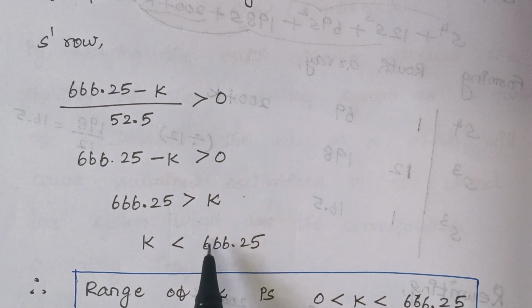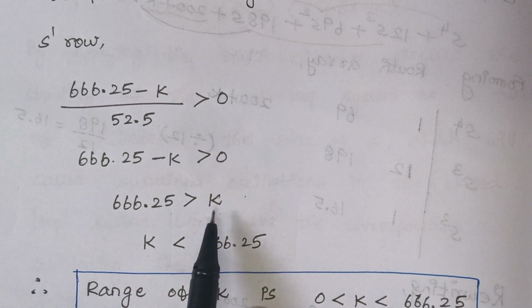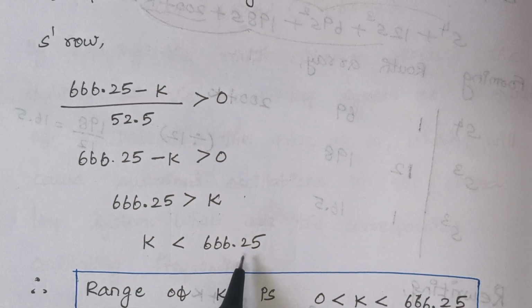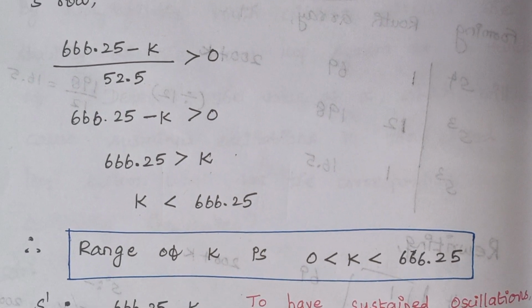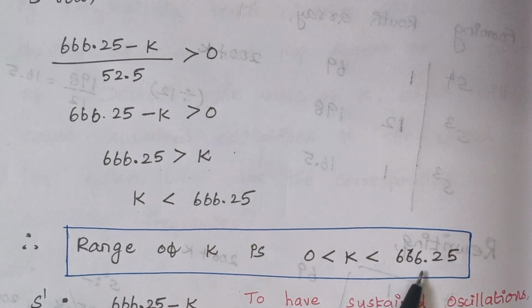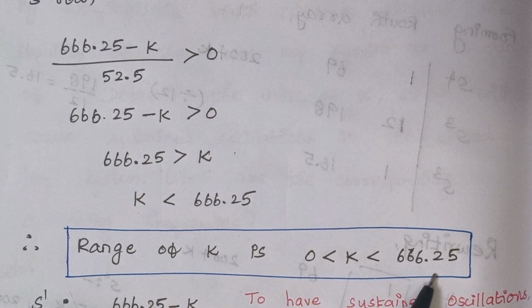Both are the same. Can you understand? 666.25 is greater than k, or k is less than 666.25. Therefore, the range of k varies from 0 to 666.25. Right? Hope you people understand this one.